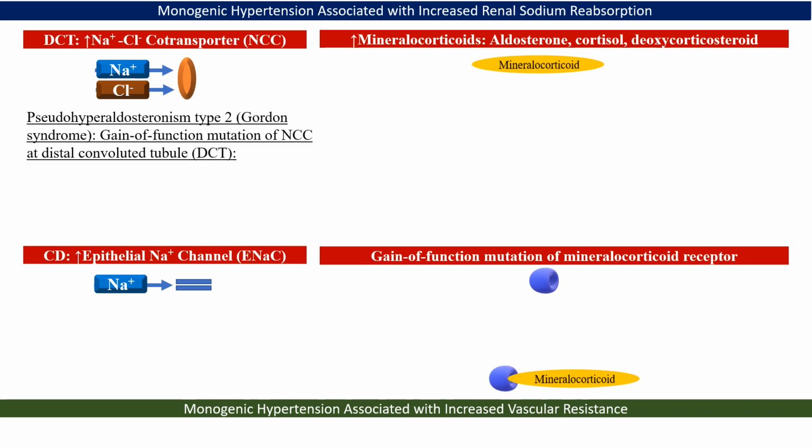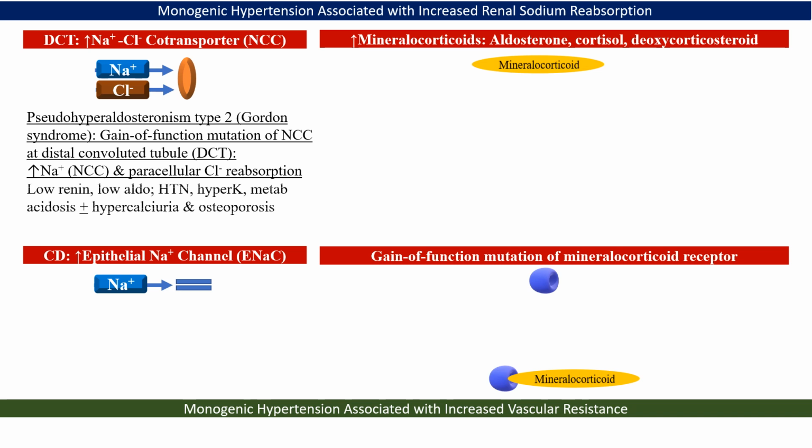In pseudohyperaldosteronism type 2 or Gordon syndrome, there is a gain of function mutation of NCC at the distal convoluted tubule that results in increased sodium reabsorption via NCC and increased paracellular chloride reabsorption, both leading to volume expansion, hypertension, and a suppressed renin and aldosterone state.